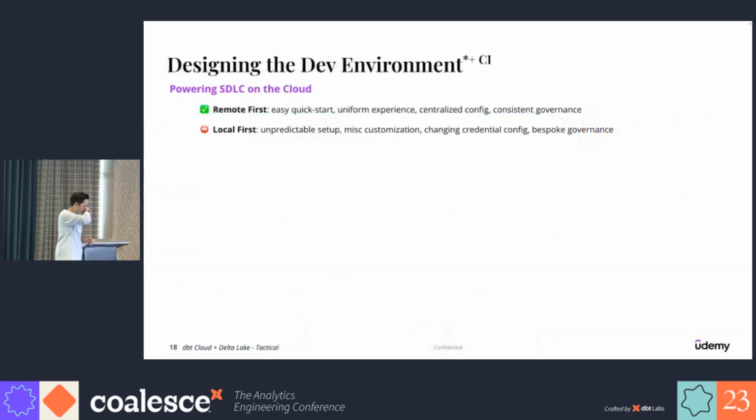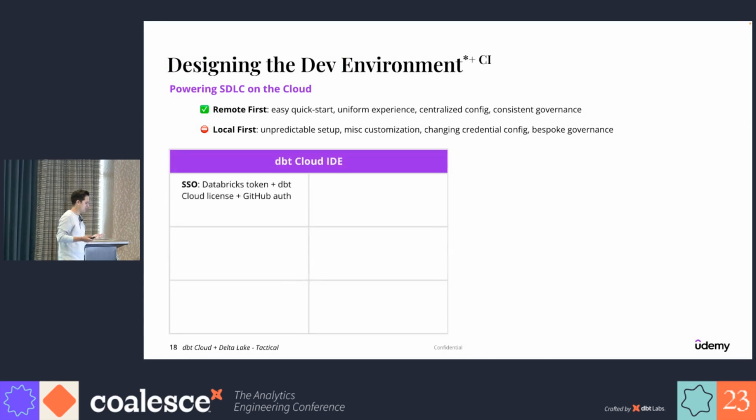So if I had to think about the dev environment, basically our decision ended up being we wanted to go remote first. The main reason being it's easy for us to do governance around and easy for users to get onboarded. But there's really two components around that, and think of dev environment and CI honestly very similarly. So the first, of course, is going to be around the dbt Cloud IDE. So really simply, we can manage our SSO cleanly. Databricks, dbt, GitHub, those really come together pretty easily.